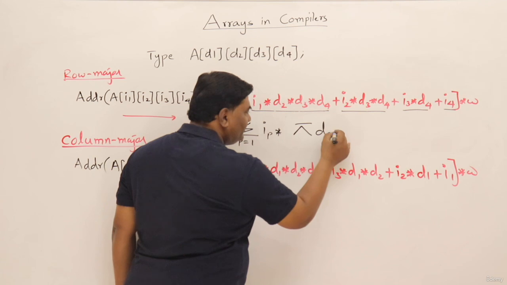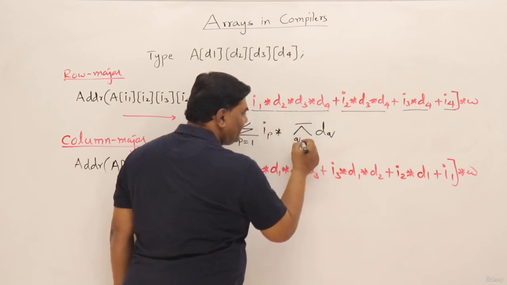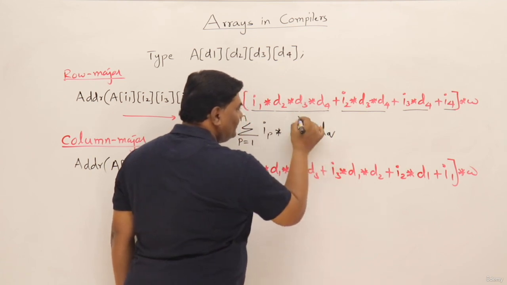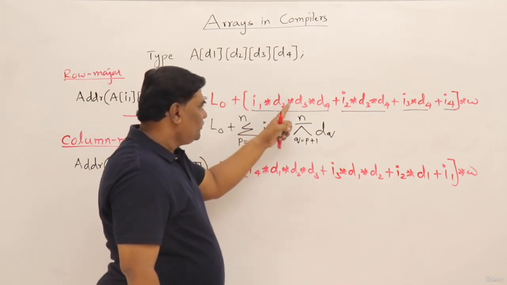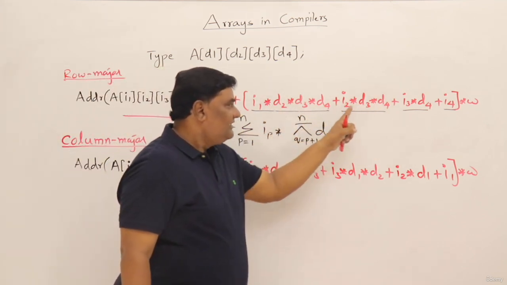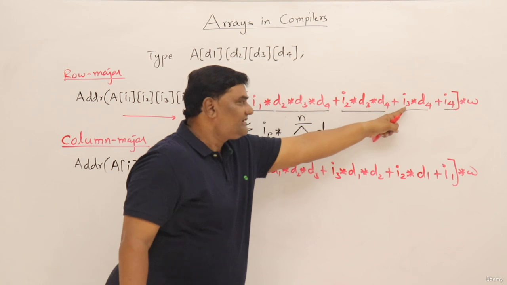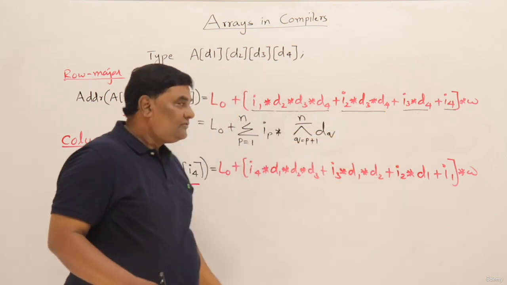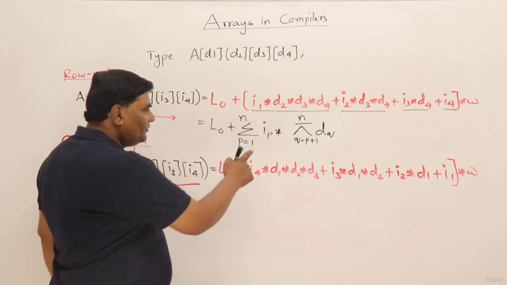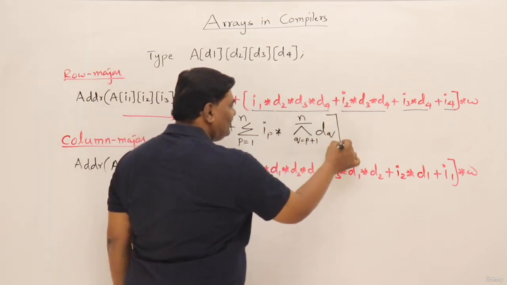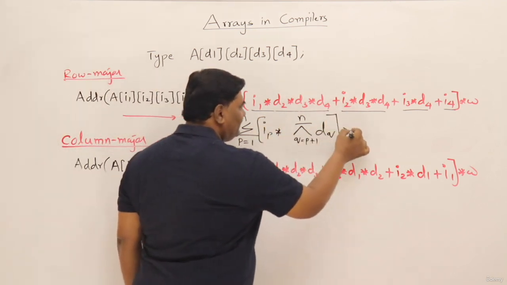So this is D of q, and q takes the values from p plus 1 to n. So it is going from 2 to 4, 3 to 4. This is 2, so 3 to 4. This is 3, so 4 to 4. So q takes the values from p plus 1 to 4. And this whole thing should be multiplied with W.